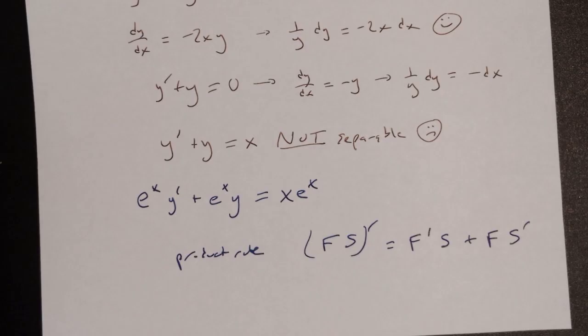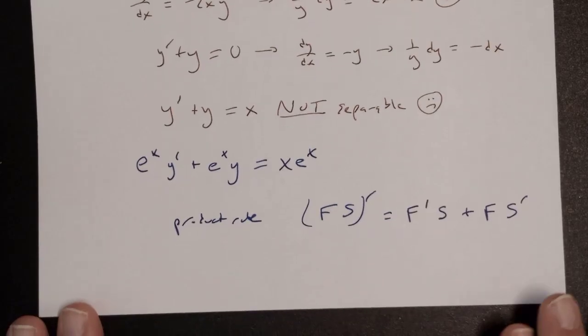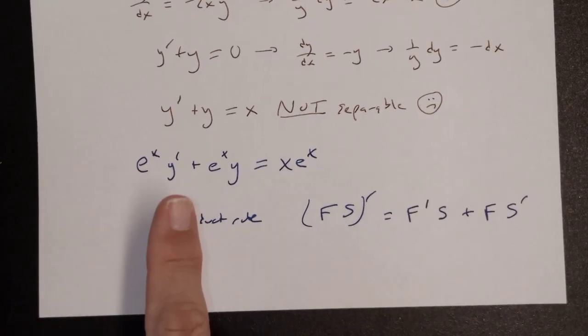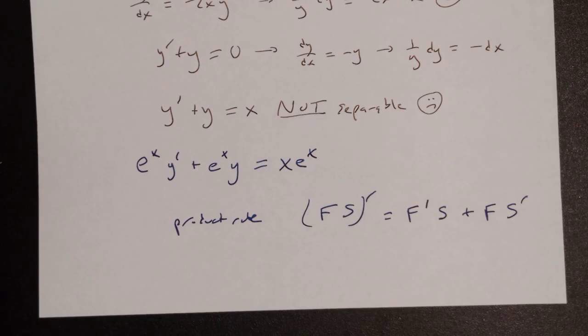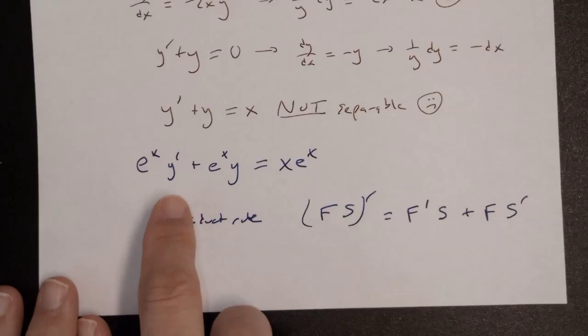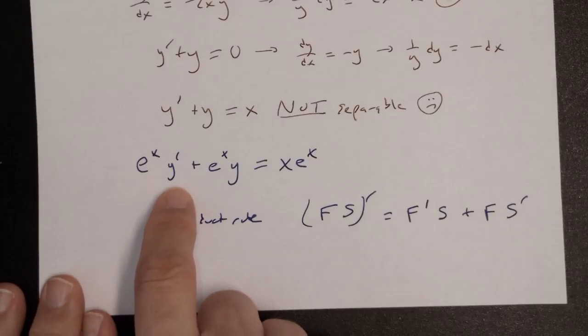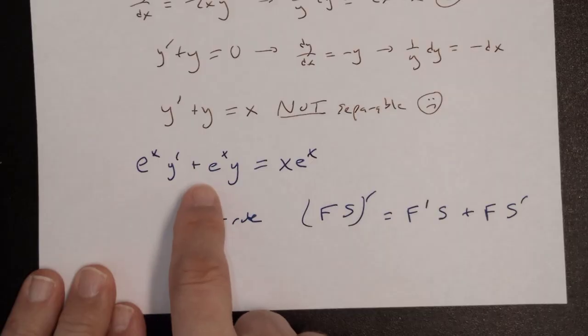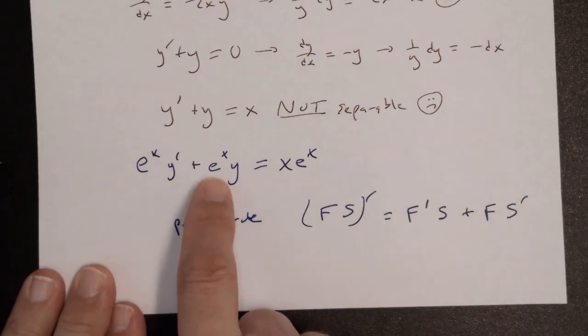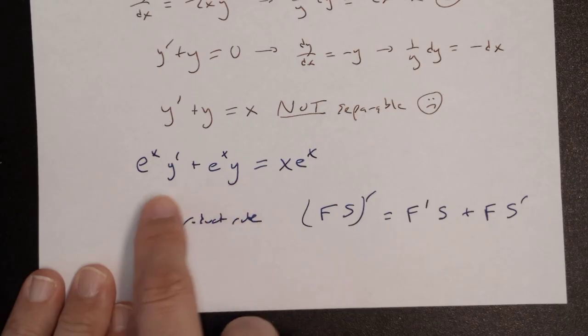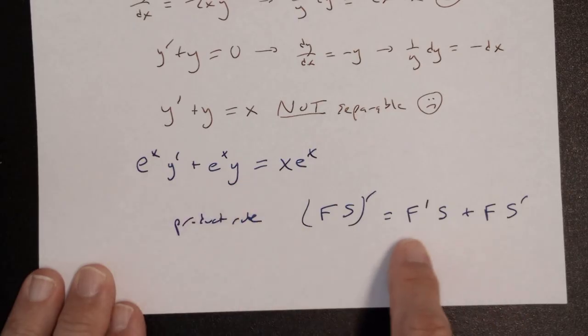Wait a second. Let me look back up here. The left-hand side of this equation from our differential equation, what's the derivative of e to the x? What's the derivative of y? Leave the first alone, take the derivative of the second. The derivative of e to the x is e to the x. Leave the y alone. This is a product rule.